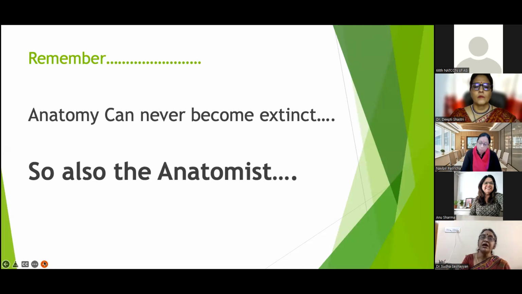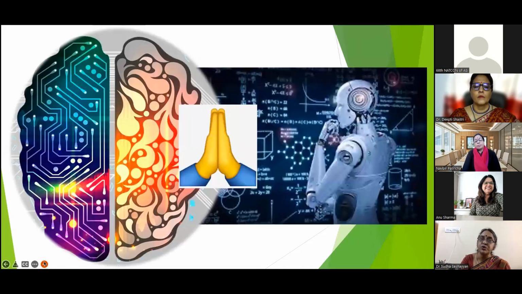Yes, today we are at the crossroads, but with more of robotics, more of artificial intelligence, more of machine learning, I'm sure we have a greater contribution to be made, and we have a greater and a higher place to exist. Thank you very much, and all the best to all anatomists who are here. Thank you.